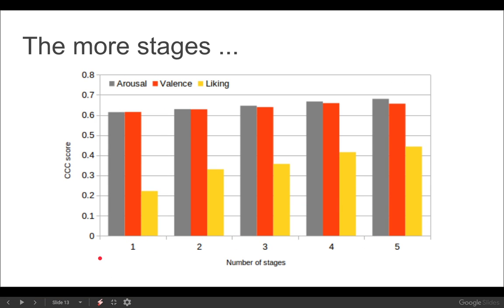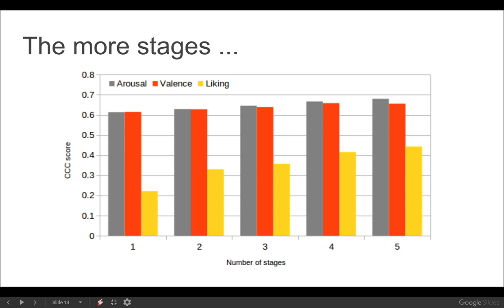How about the use of different stages in multistage SVR? We analyzed here using one stage to 5 stages. There is slight improvement on arousal and valence. However, on liking, the performance is doubled from 0.2 using one stage SVR to 0.4 using 5 stage SVR. We only limit it to 5 stages due to computation limitation. The result may be higher if we use more stages, but the computation time would also be more than these 5 times.